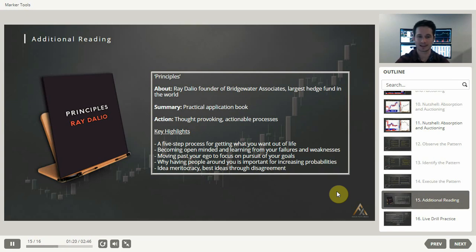It's a real practical application book, hence I'm recommending it. It's definitely going to provoke your thought, but it's also going to make you want to start implementing actionable processes, and that's why I'm really excited to introduce this book to you. Now, some of the key highlights, and I don't want to spoil it too much, but there is a 5-step process for getting what you want out of life from this book.